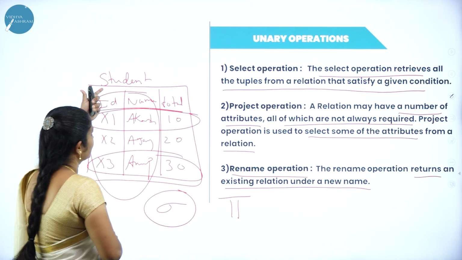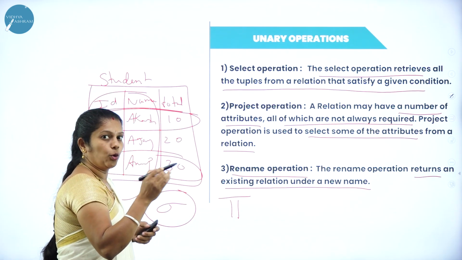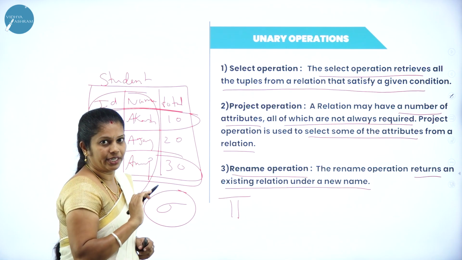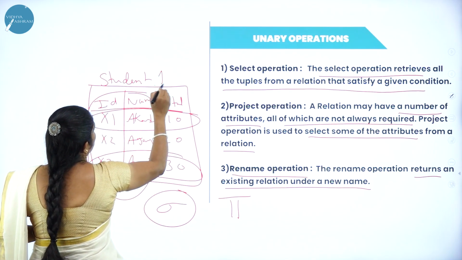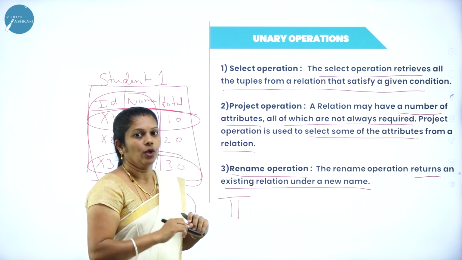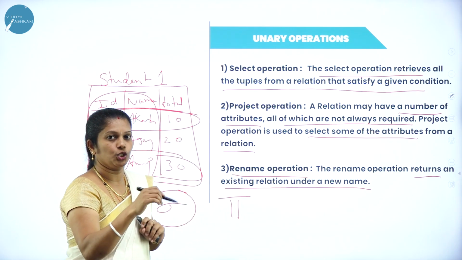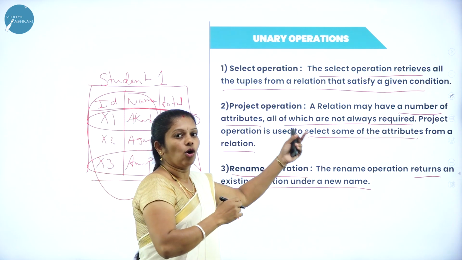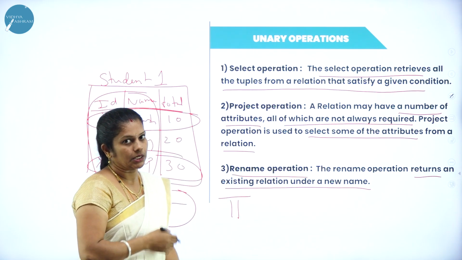For example, in this case, we have a student table. I don't want student to be the name of the table. I just want to rename it as student 1. Then we are using this rename operation. Under rename operation, we are using rho as the operator to represent this operation.